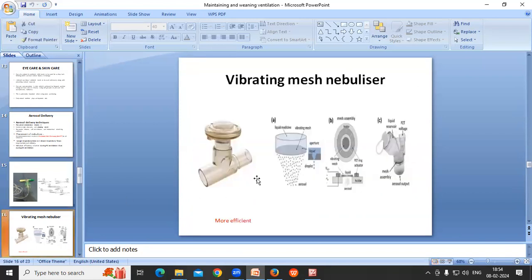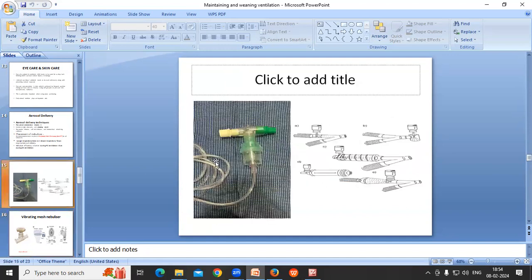And vibrating mesh nebulizer is costly. It costs around 1.5 lakh. And you need to keep ETO sterilizing for every child. And they don't last longer. With ETO, the membrane is going to get damaged, so you need to keep changing them. They are more efficient. The best nebulizer for ventilated children is the vibrating mesh nebulizer. The only disadvantage is it's too costly, not needed. If you get this setup, that is enough for us. So this is about aerosol delivery.